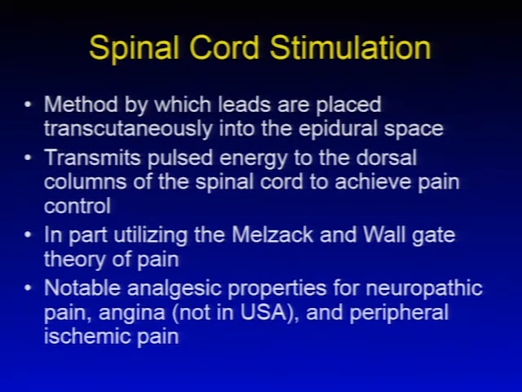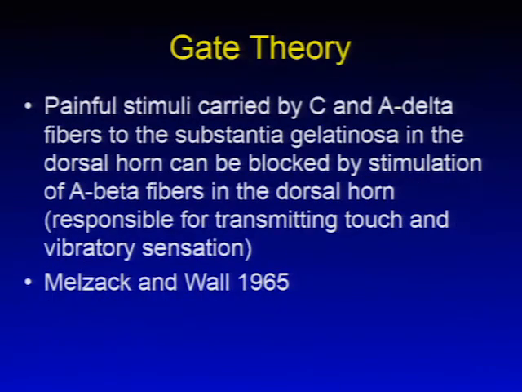Spinal cord stimulation is another method by which electricity is used to treat pain. Typically, a spinal cord stimulator is trialed for approximately 3 to 7 days, in which a lead is percutaneously placed into the epidural space. The lead itself transmits a pulsed energy to the dorsal column of the spinal cord to alleviate pain. It is thought that this inhibition via electricity follows the Melzack and Wall gate theory of pain. Spinal cord stimulation is often used for neuropathic pain, angina, however, this is not on label in the United States, and peripheral ischemic pain.